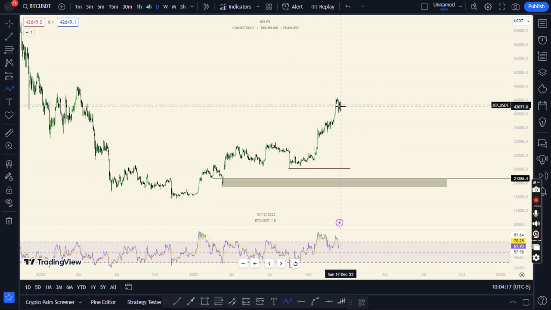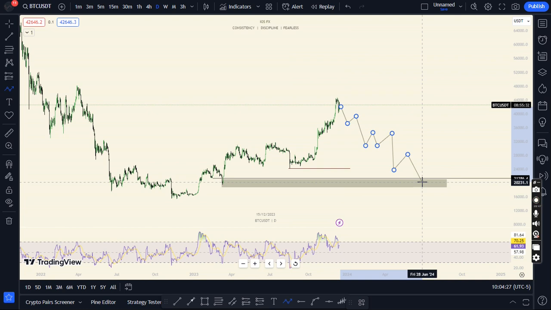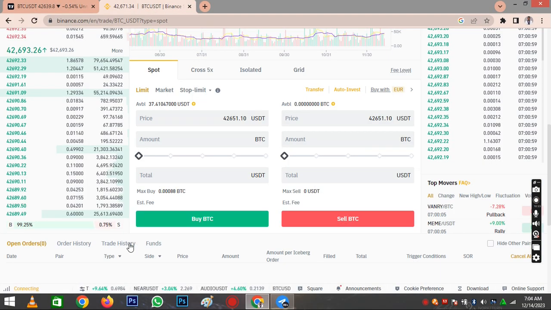Okay, you set your limit order and wait for the price to move from $420 down to the price which you wish to buy at, 20,000 dollars, and then go back up. So since we want to buy at $20,000, this is where we want to buy. All we need to do is to come to Binance, to our trading zone.